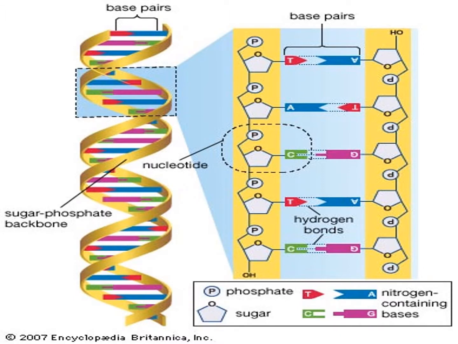Here, this is just a picture to show you the twisted ladder, and again, the sides are sugars, the inside is the N bases. And again, A goes to T, G goes to C. As you notice, the sugars are connected by what? The phosphate.